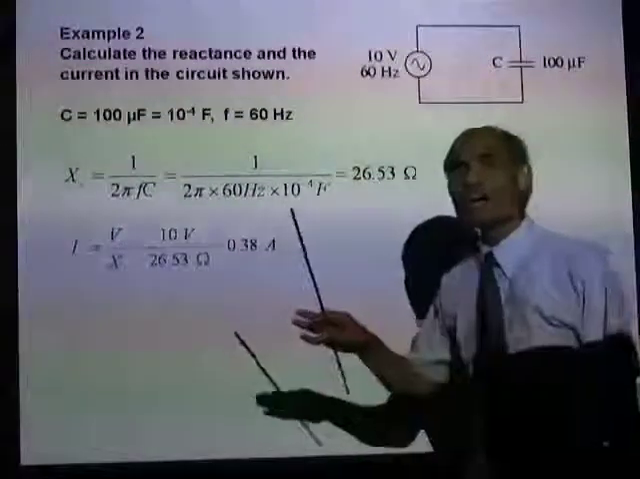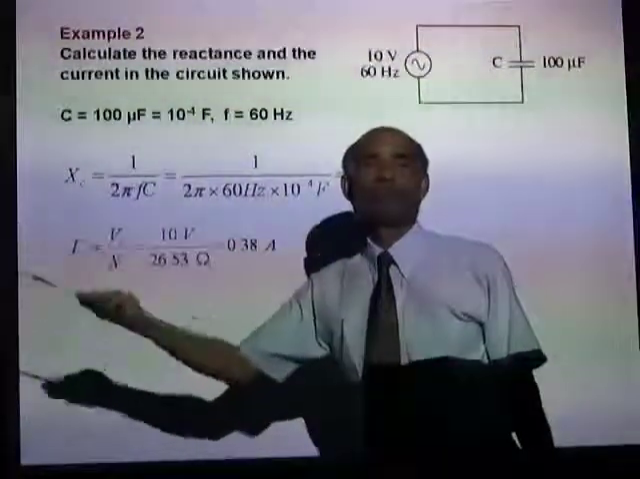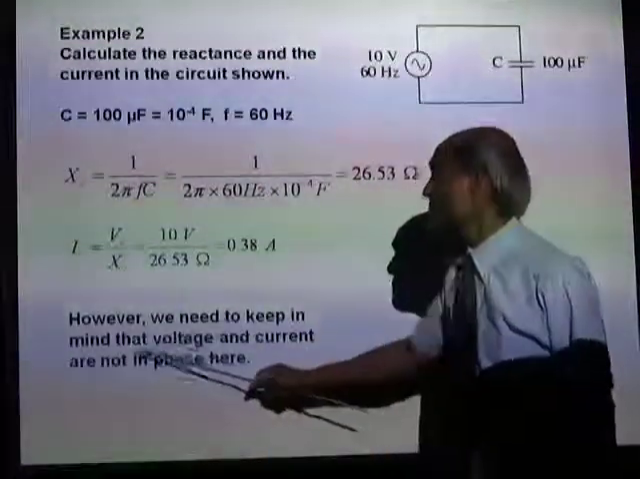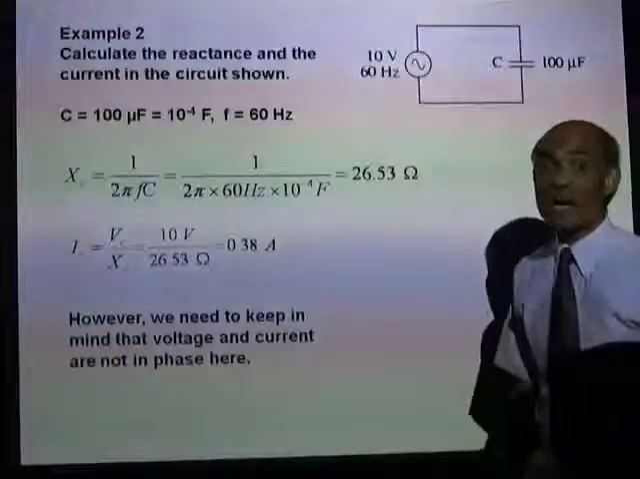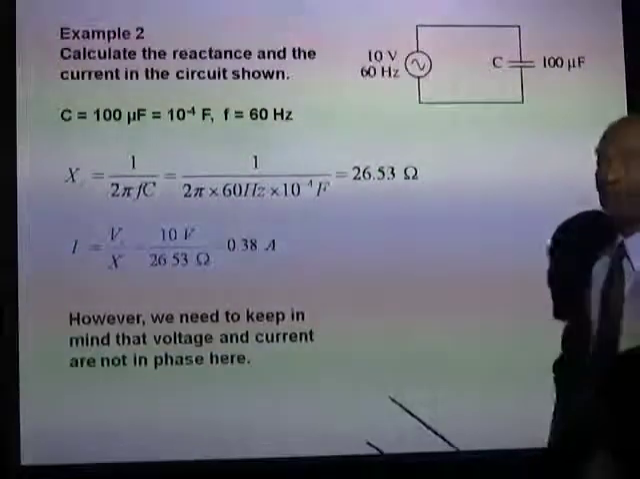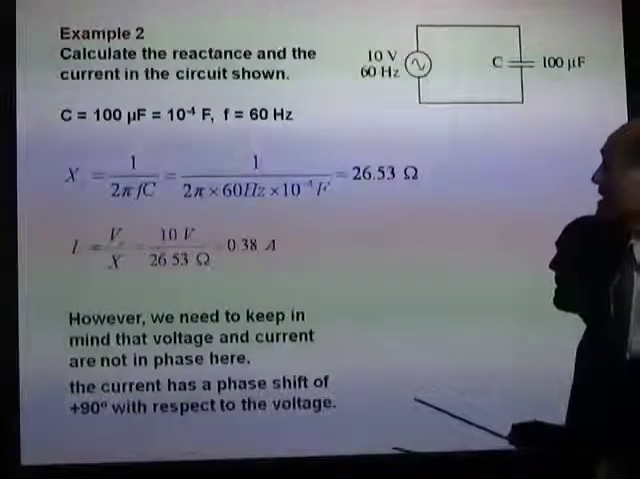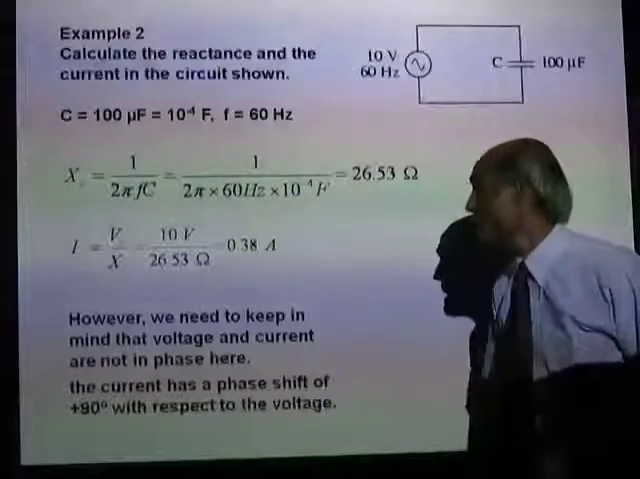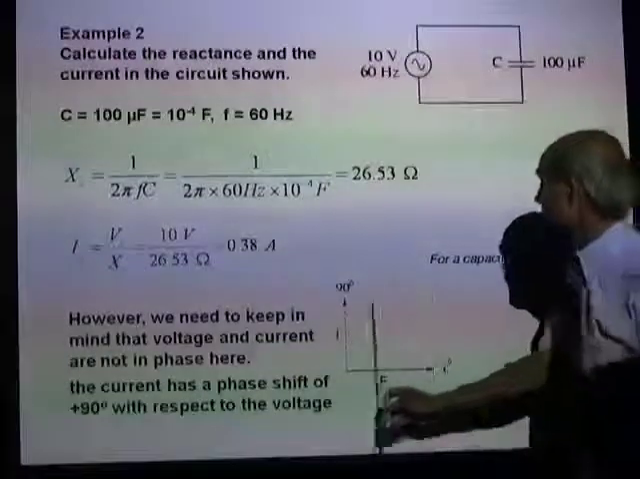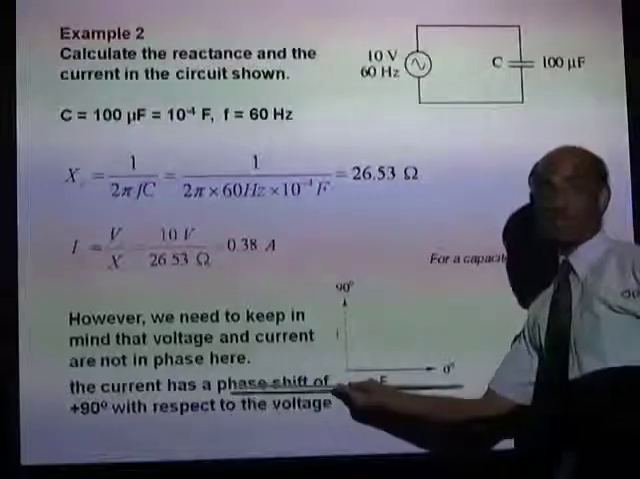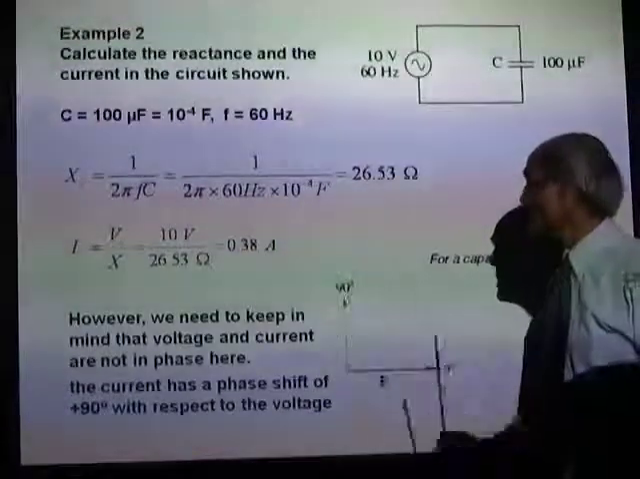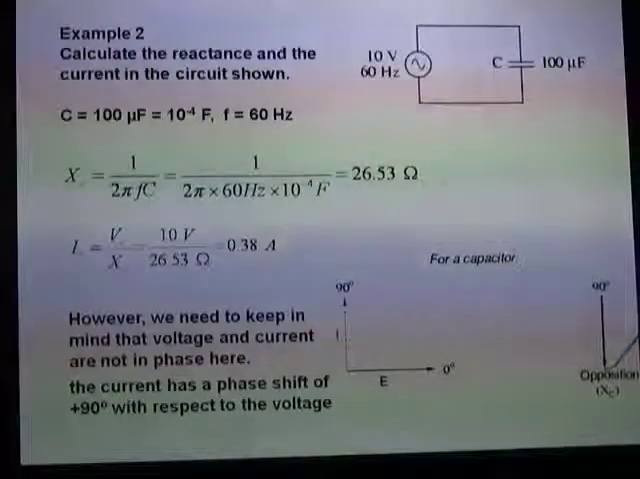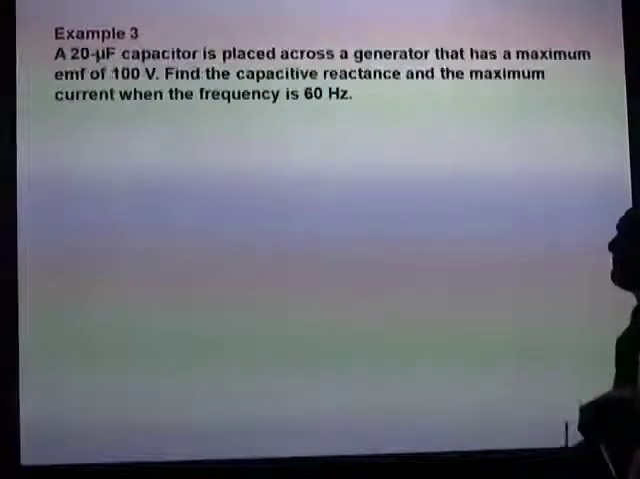You can see all these are very simple, straightforward, one-step problems. Now, however, we need to keep in mind that the voltage and current are not in phase. The voltage lags behind the current, or we can say the current leads the voltage by 90 degrees. You can see here, if this is the current, that is the voltage. The current leads by 90 degrees. And this is the reactance of the capacitor.